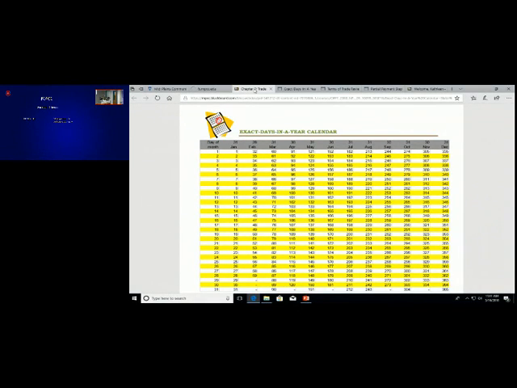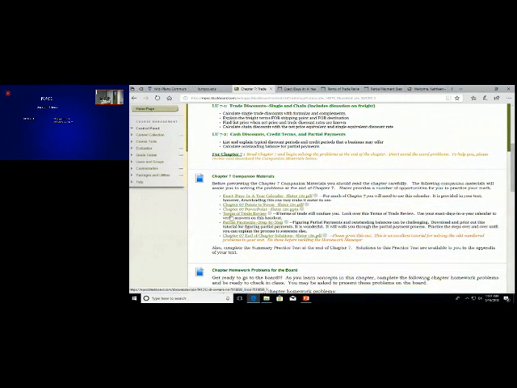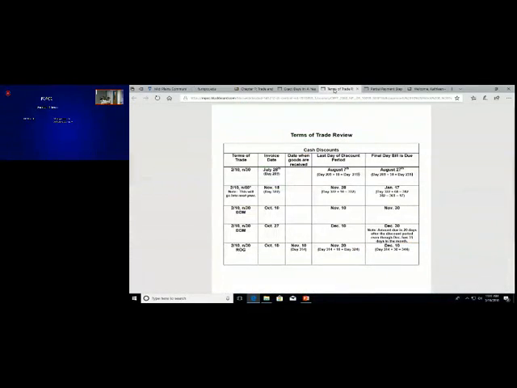The other one I wanted you to make sure you saw is the Terms of Trade Review handout. This is just kind of my summary. If you didn't understand Terms of Trade, this is a one-shot look at all of the Terms of Trade that I'm going to talk about here in a second. So make sure you look at that document too. It looks something like that. I will be referring to those documents as we go through.